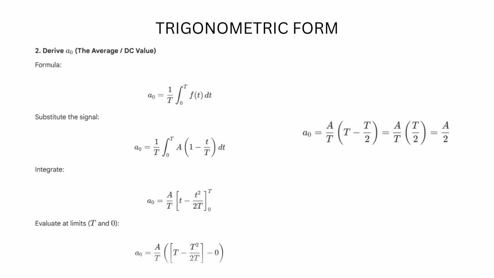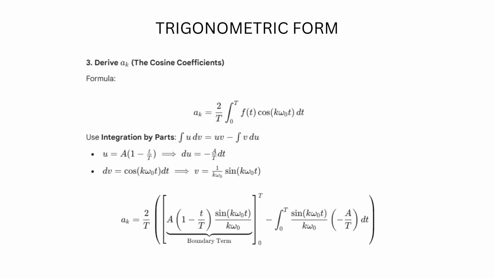equals A over 2. This confirms that the average value of the unipolar reverse sawtooth waveform is half of its peak amplitude. You may pause the video here to review the integration steps before we proceed to the remaining Fourier coefficients.